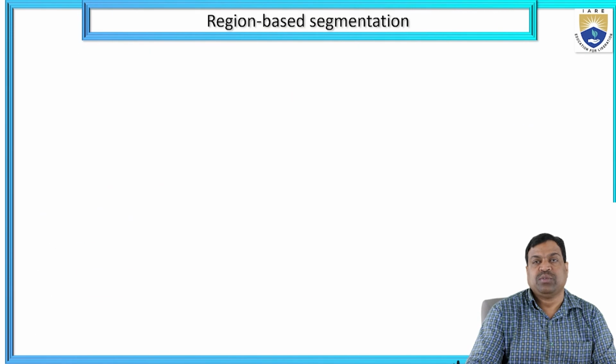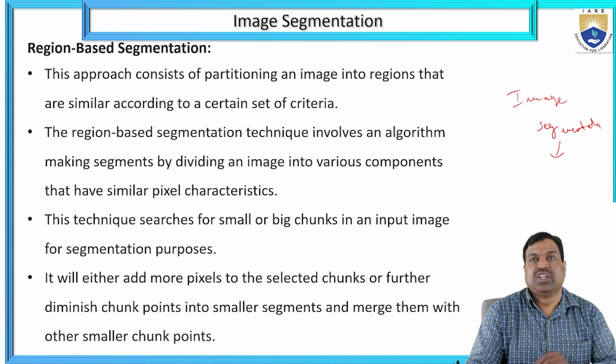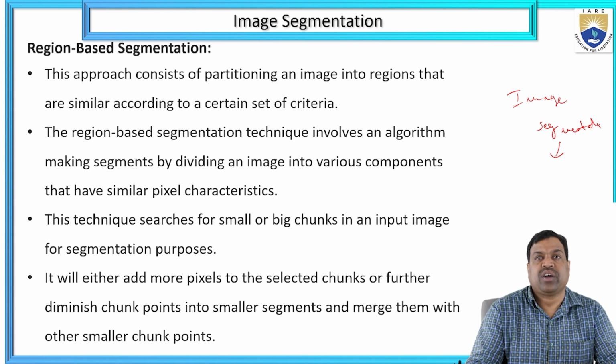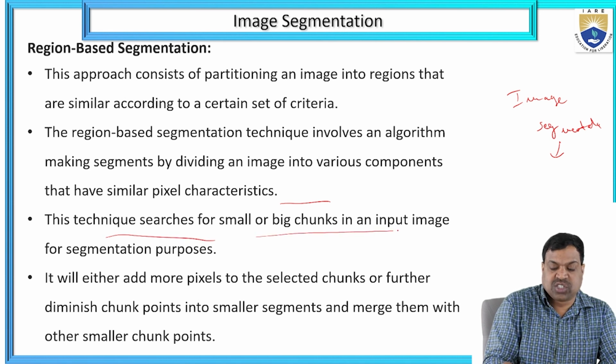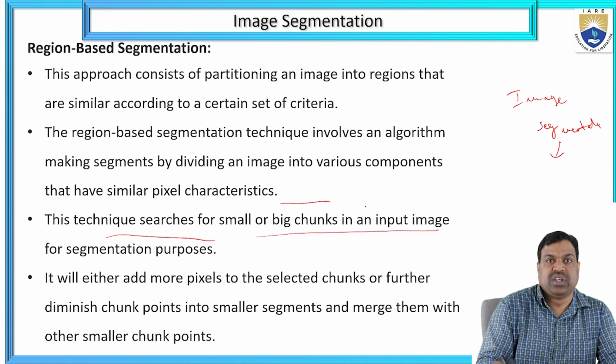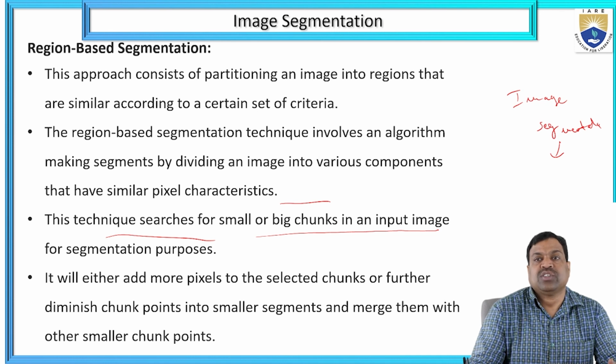Now we will discuss region based segmentation. Region based segmentation consists of partitioning an image into regions that are similar according to a certain set of criteria. These techniques involve an algorithm making segments by dividing an image into various components that have similar pixel characteristics. The technique searches for small and big chunks in an input image, and it will either add more pixels to the selected chunks or break chunks into smaller pixels and merge them with other smaller chunk points.